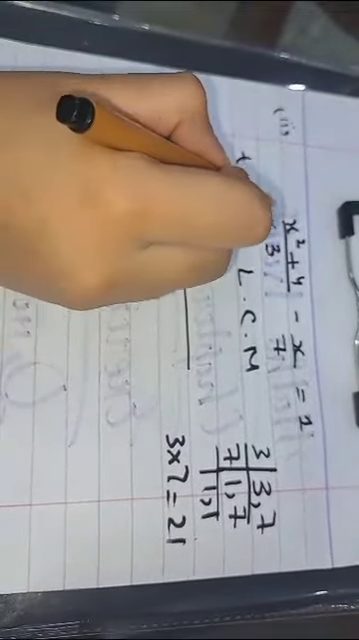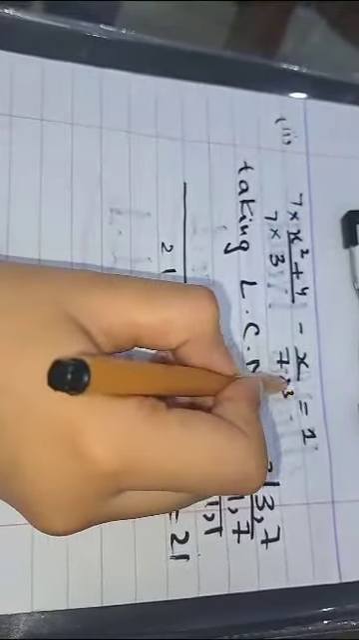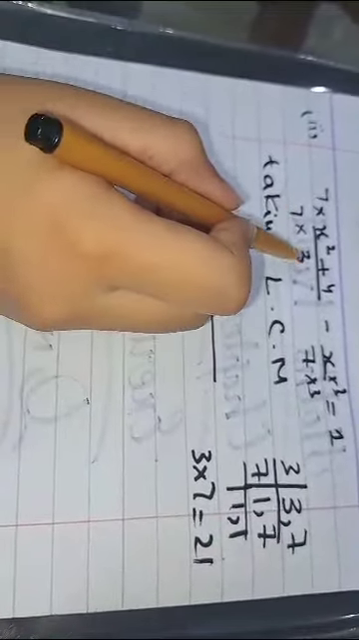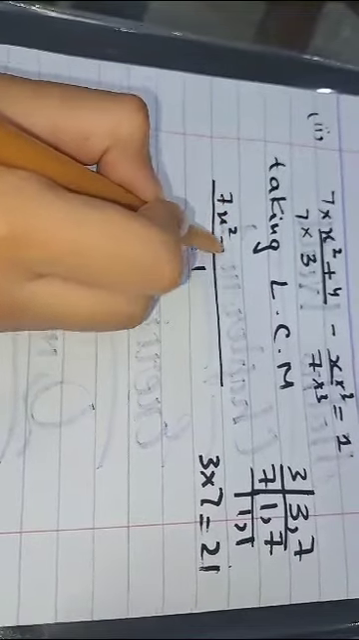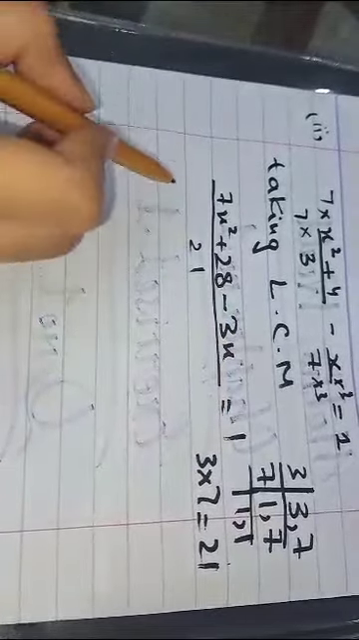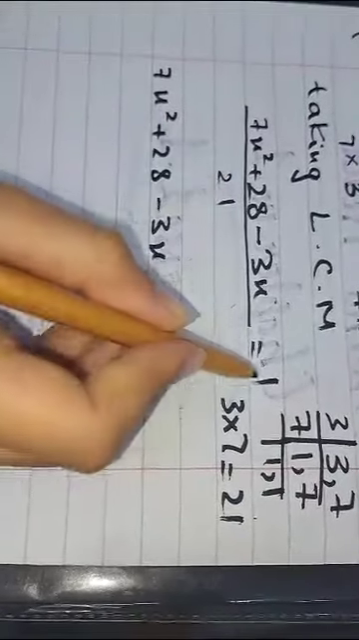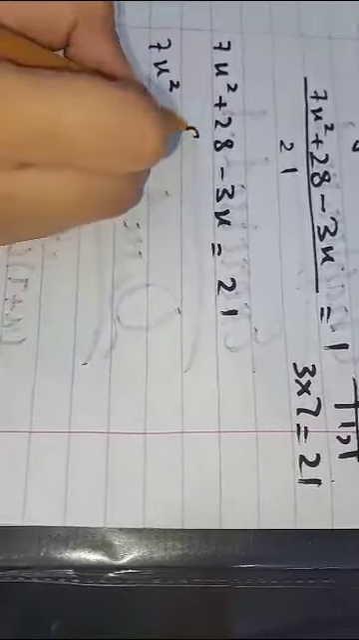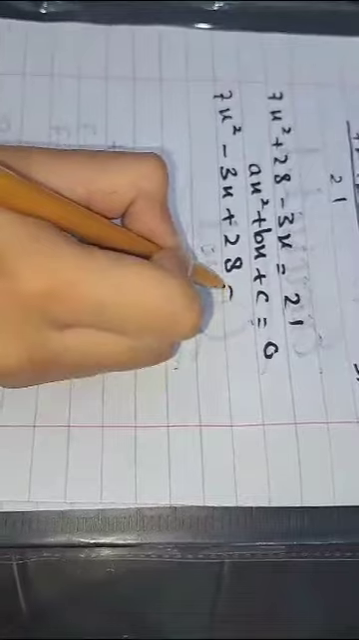Now you are going to take LCM 21. Here you can multiply by 7 and here you are going to multiply by 3. You know that 7 3s are 21 and 3 7s are 21. 7x square plus 7 4s are 28 minus 3x is equals to 1. Now 7x square plus 28 minus 3x, and this 21 is going to multiply over here, 21. Now you are going to arrange it according to the standard ax square plus bx plus c is equals to 0. 7x square minus 3x plus 28 is equals to 21.